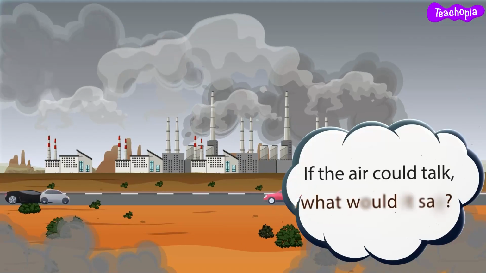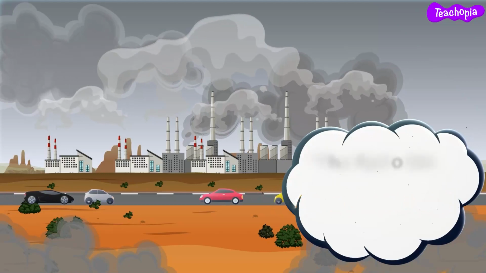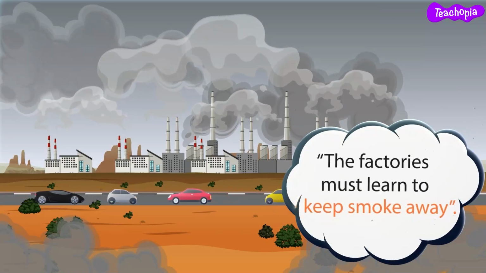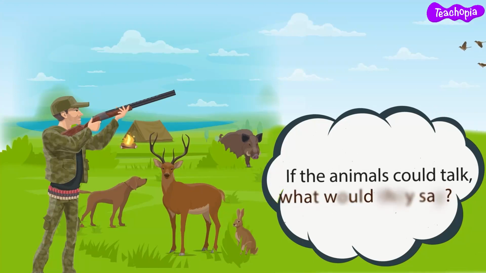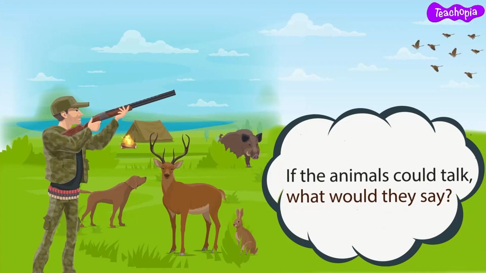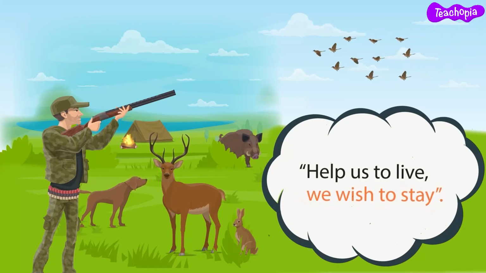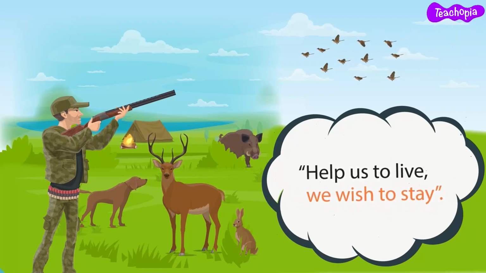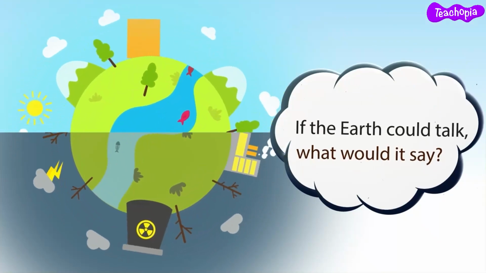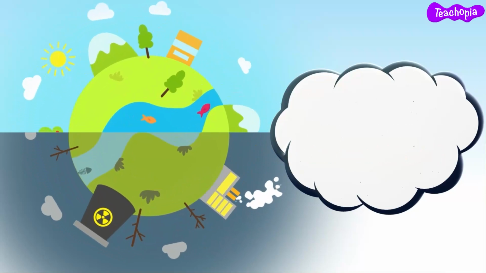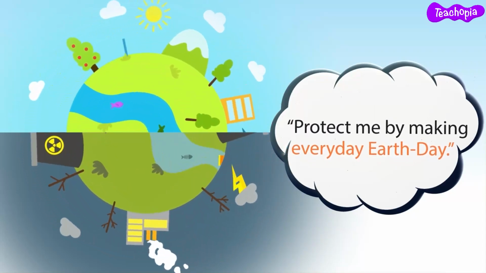If the air could talk, what would it say? The factories must learn to keep smoke away. If the animals could talk, what would they say? Help us to live, we wish to stay. If the earth could talk, what would it say? Protect me by making every day Earth Day.